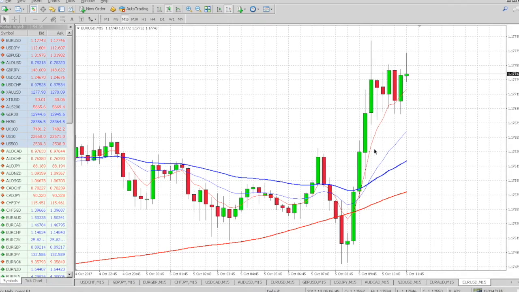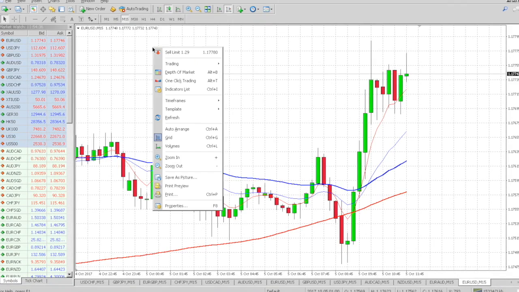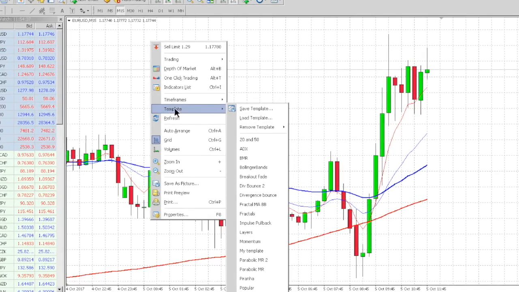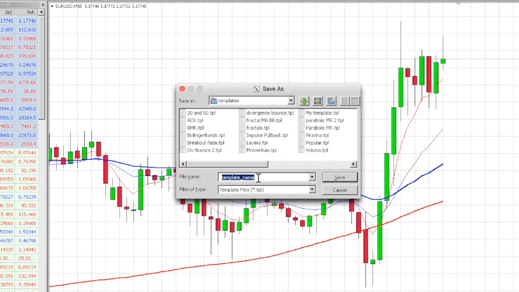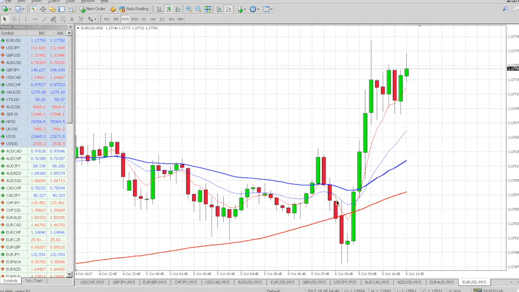So once we put in the moving averages, we can right-click, template, save the template. So now we're going to save it, and we're just going to call it, well, you can call it impulse pullback, because that's the name of the strategy, right? So whenever we want to use the strategy, we're going to use the impulse pullback settings that will put the moving averages in place. All right, so there we are. We have set up the moving averages. We've set up the charts.